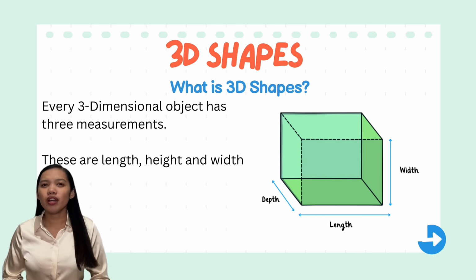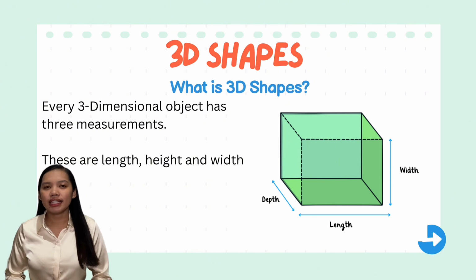Now, what are 3D shapes? A 3D shape is a solid object with three measurements. These are length, height, and width. Unlike 2D shapes, 3D shapes have depth and occupy space, having volume and surface area.